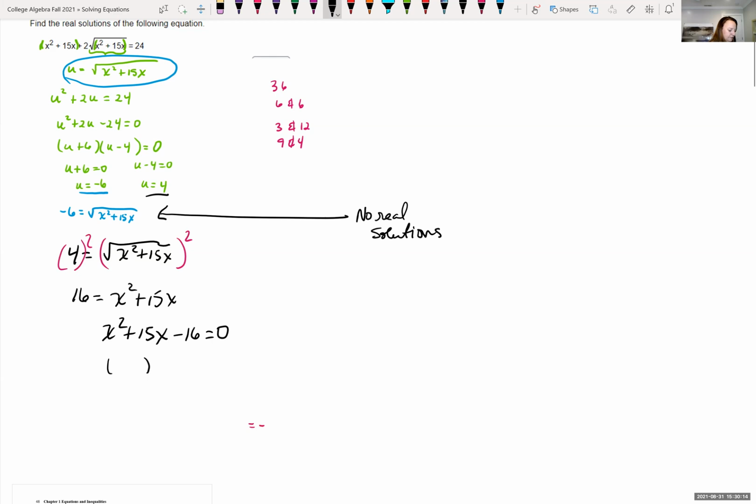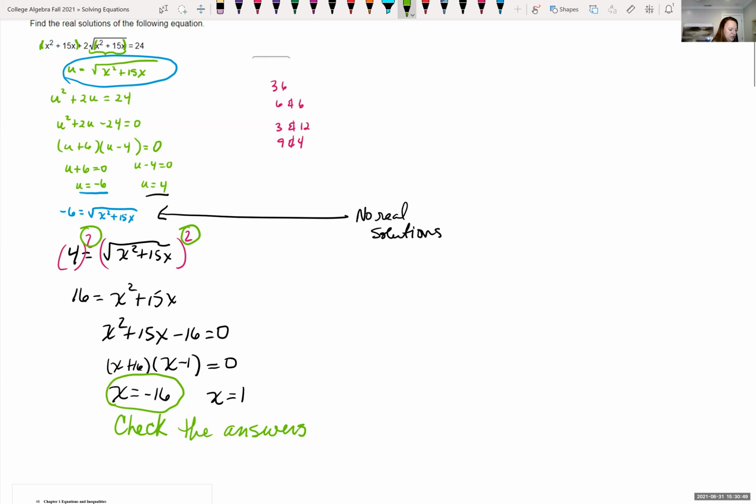Factor it. So this would be x plus 16, x minus 1 equals 0. Set each piece equal to 0. So we have x is -16 and x is 1. But unfortunately, we squared both sides while we were solving this. We raised both sides to an even power. So we need to check your answers. We're plugging it back into the original.